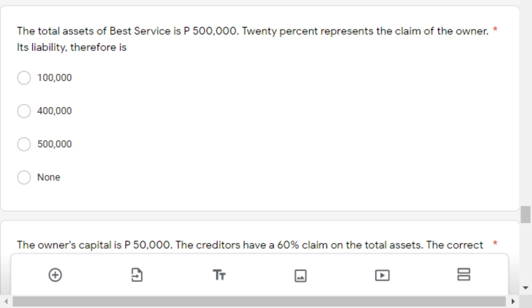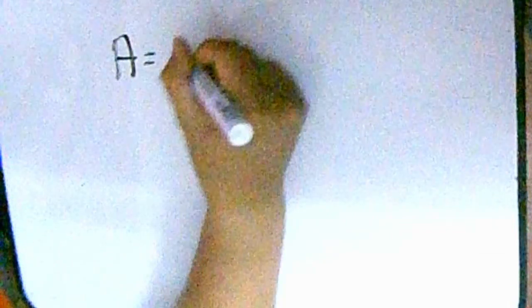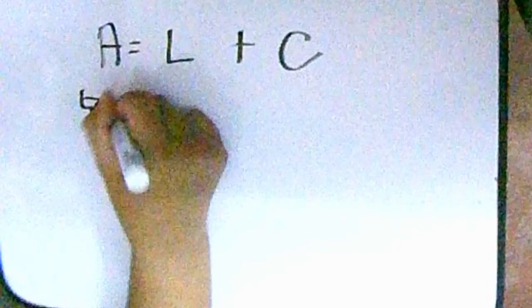Next, the total assets of Best Service is 500,000. 20% represents the claim of the owner. Its liability therefore is... So again, balik tayo sa ating basic accounting equation, which is asset is equal to liability plus capital. Again, meron daw tayong total assets na 500,000 pesos.